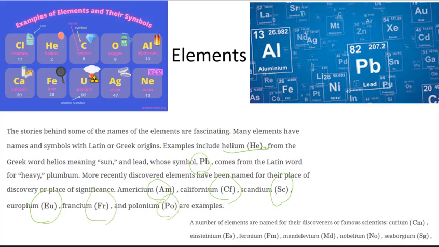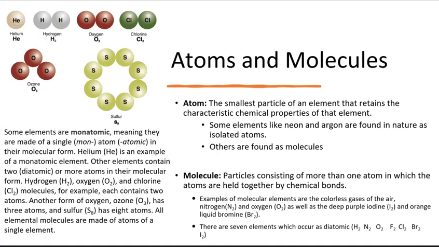A number of elements are named for their discoveries or famous scientists. Curium, Einsteinium, fermium, Mendelevium, nobelium, seaborgium. These elements are not as common, and you will find that we don't use them much in this class. Let's get a little bit more into the nitty-gritty of atoms and molecules. Atoms are the smallest particle of an element that retain the characteristic chemical properties of that element.